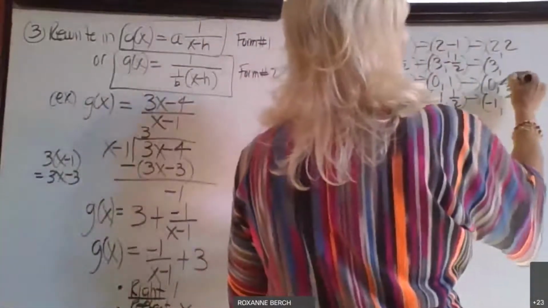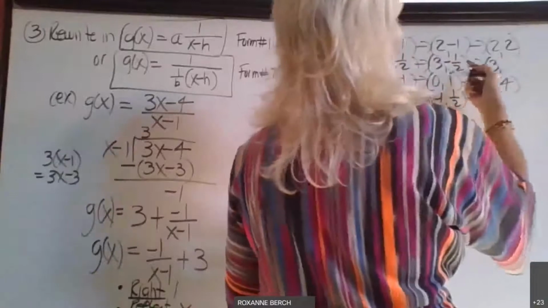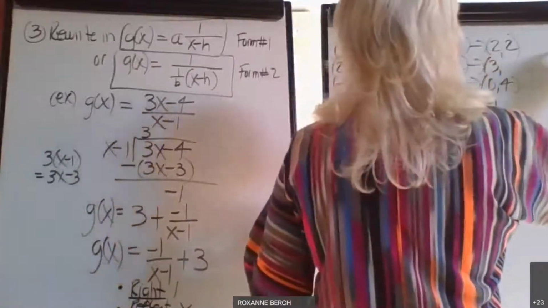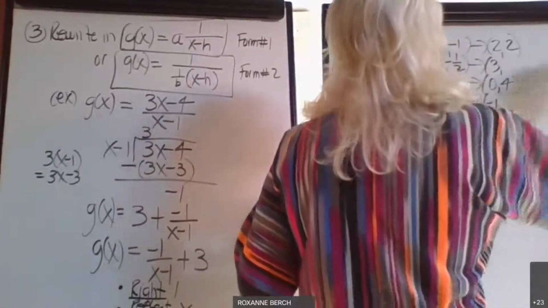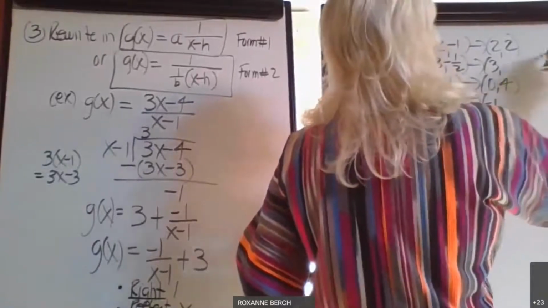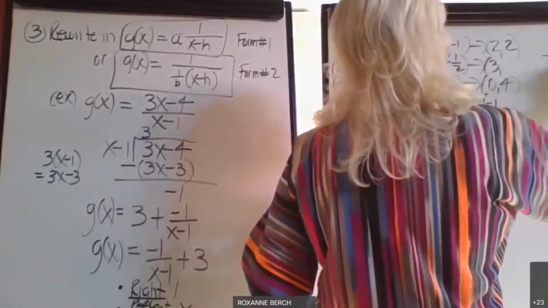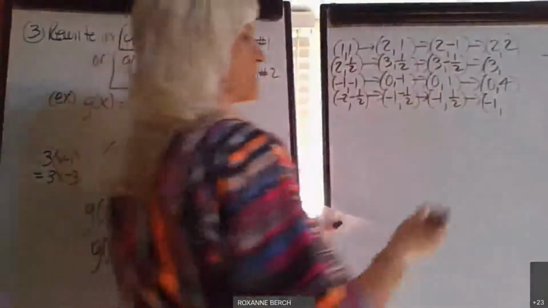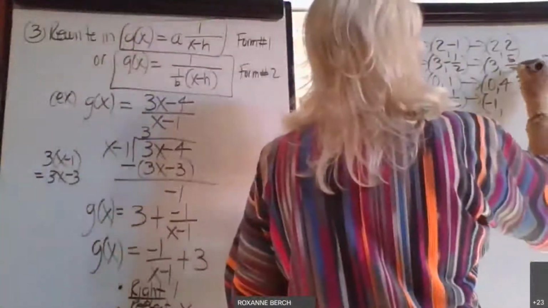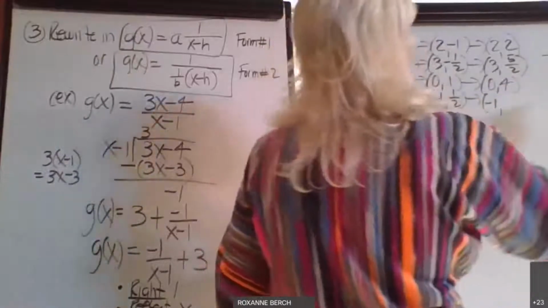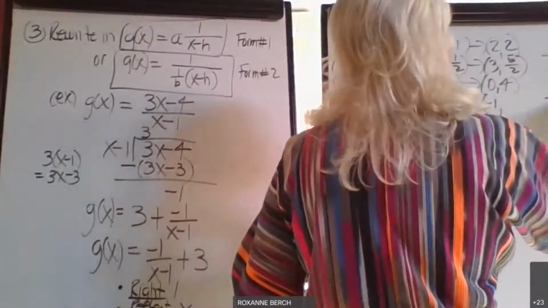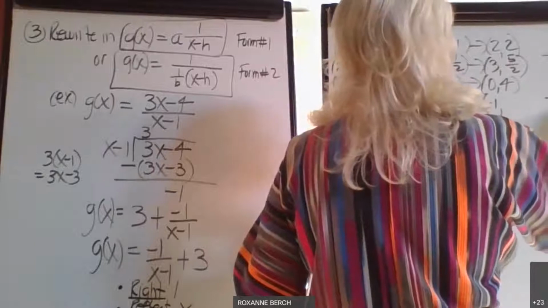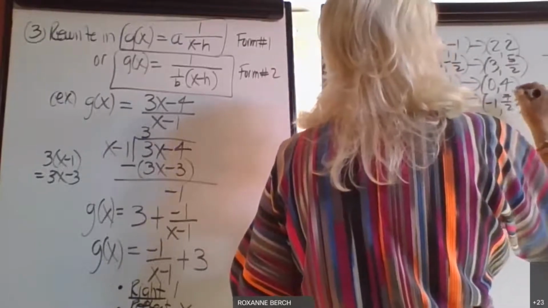So up 3 would be a 2 and up 3 would be a 4, but up 3 here would be negative a half plus 3. You need a common denominator. So wouldn't that be 6 minus 1 is 5 halves? And positive 1 half plus 3, get a common denominator, would be 7 halves.